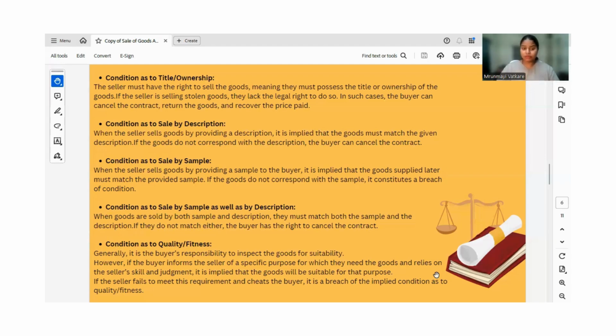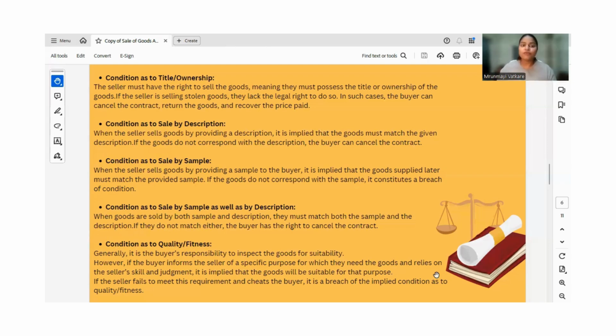Because even though there was no condition related to description or the sample, the buyer had clearly mentioned that this is the purpose for which I am buying the goods. So give me the goods according to your expertise because you are the seller.